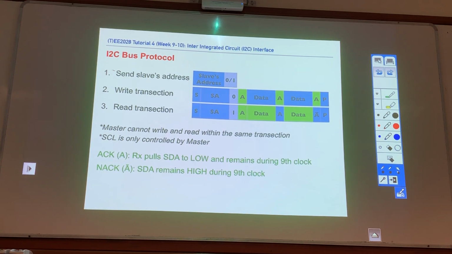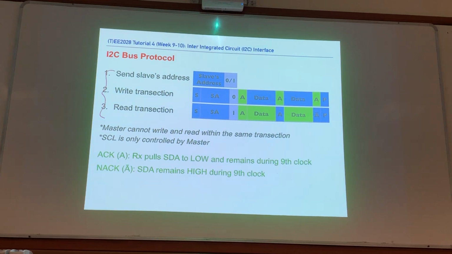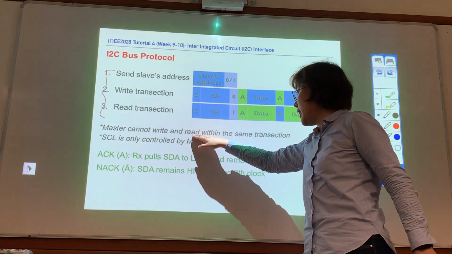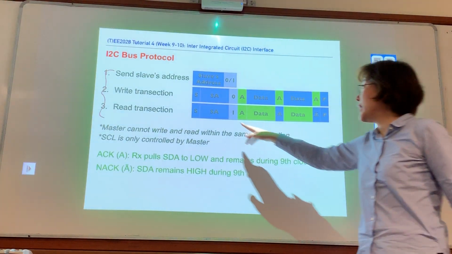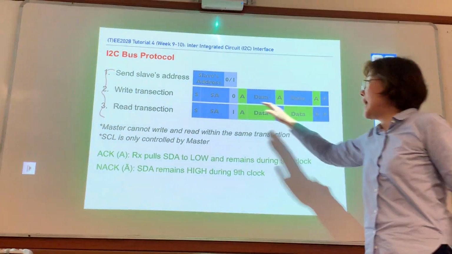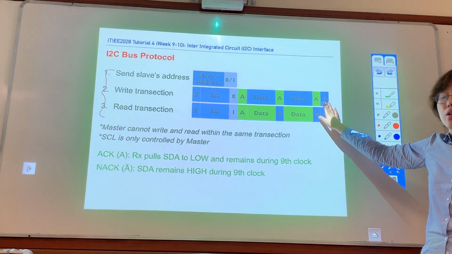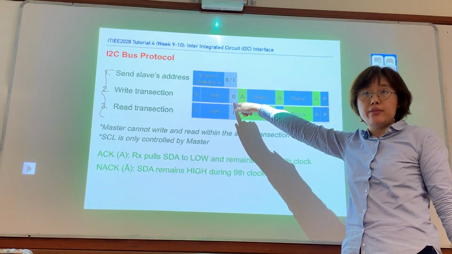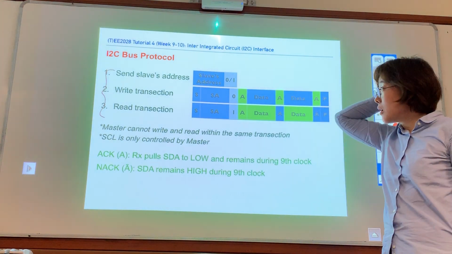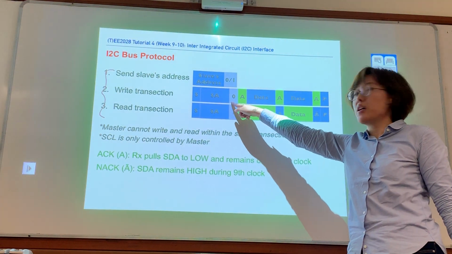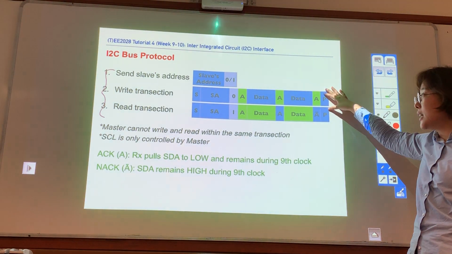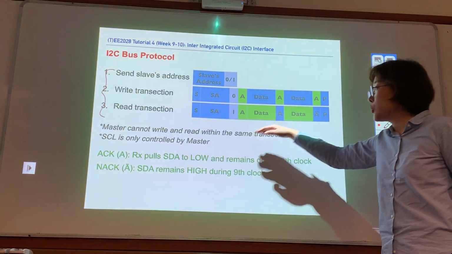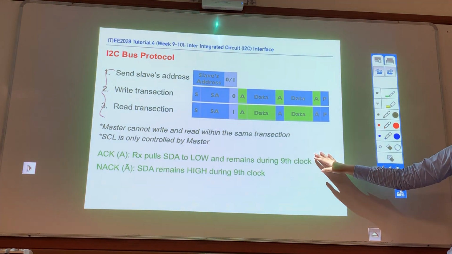So, okay, these are the same. Can you see that? After this, your master basically cannot write and read within the same transaction. Between S and P, you can only do read or write, because this is a bit you give. This bit determines whether this transaction is read or write. So between S and P, you can do either read or write, but you cannot do both.